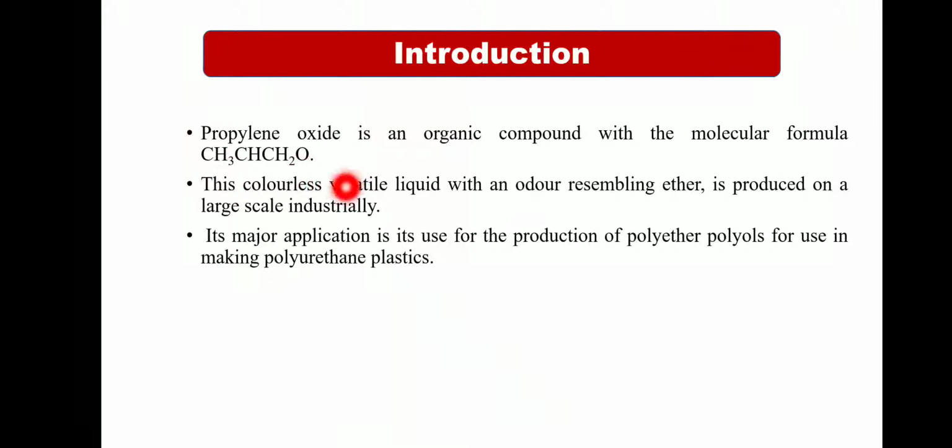Propylene oxide is an organic compound with the molecular formula CH3CH2O. This is a colorless volatile liquid compound, and its major application is that it is used for production of polyether polyols for use in making polyurethane plastics.